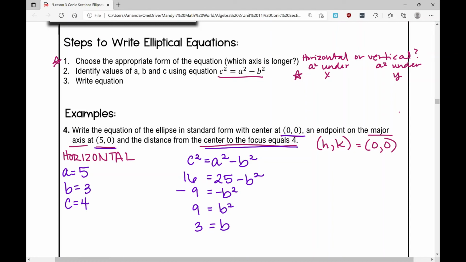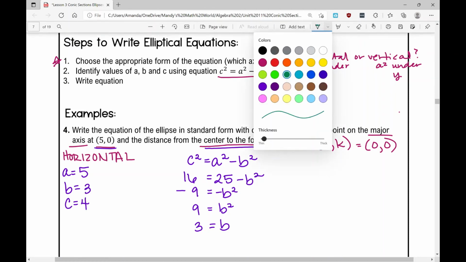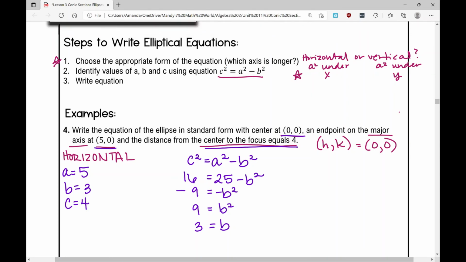There's our missing value. So now let's write this equation. Here's what I like to do. I like to write my numerators first. So I know I've got x squared plus y squared, and I'm going to set it equal to 1, right?